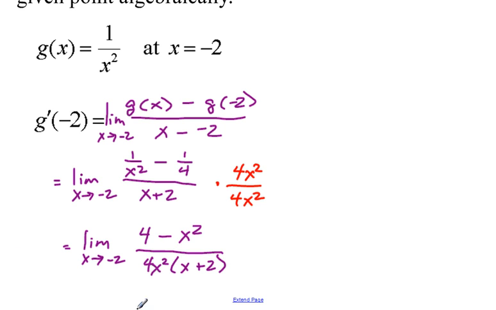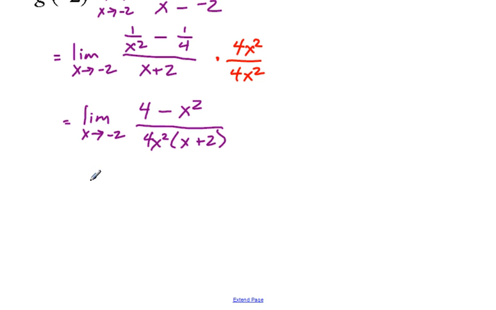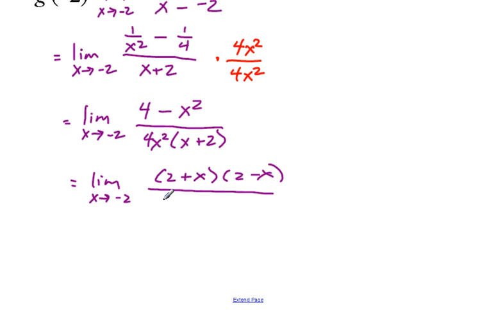So then we're going to do some factoring. Clearly, this is going to factor into 2 plus x and 2 minus x all over 4x squared times x plus 2. Recall that it does not matter what order you're adding. 2 plus x is equal to x plus 2. So I can just cancel those with no extra work. And I am now ready to plug in -2.